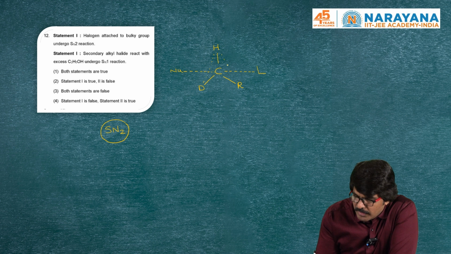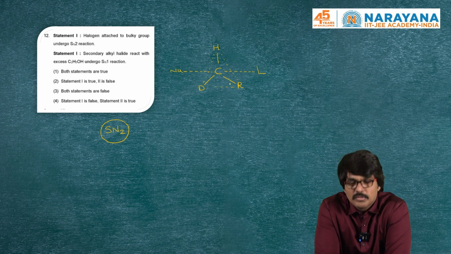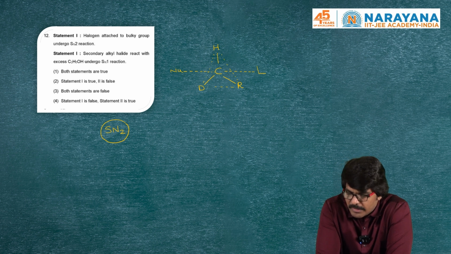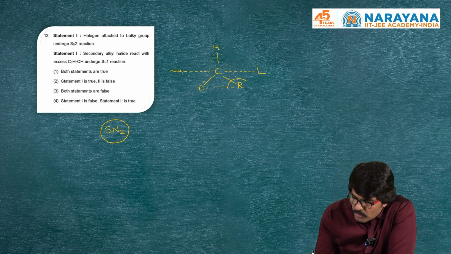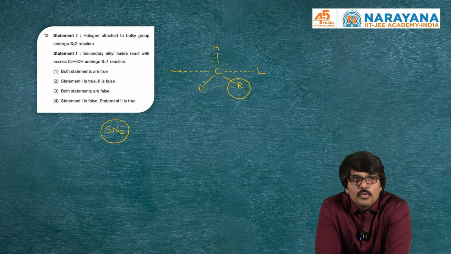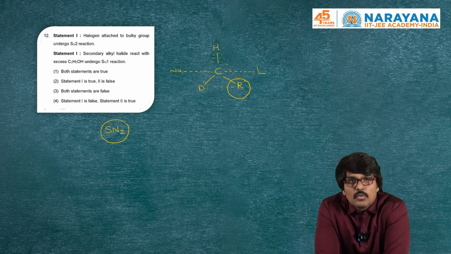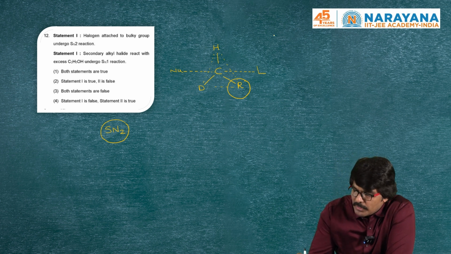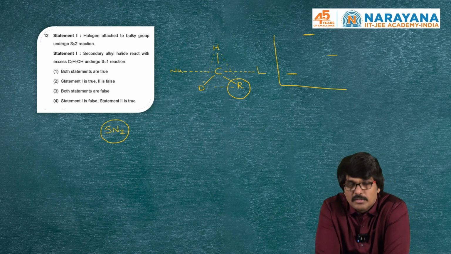When you are comparing the rate, we have to study the stability of the pentavalent transition state. Halogen attached to bulky group. When the group is bulky, there will be some steric crowding. When there is steric crowding, the potential energy of that transition state will be high. For example, this is your reactant, this is your product and this is your transition state. It is a single step reaction, a concerted reaction.